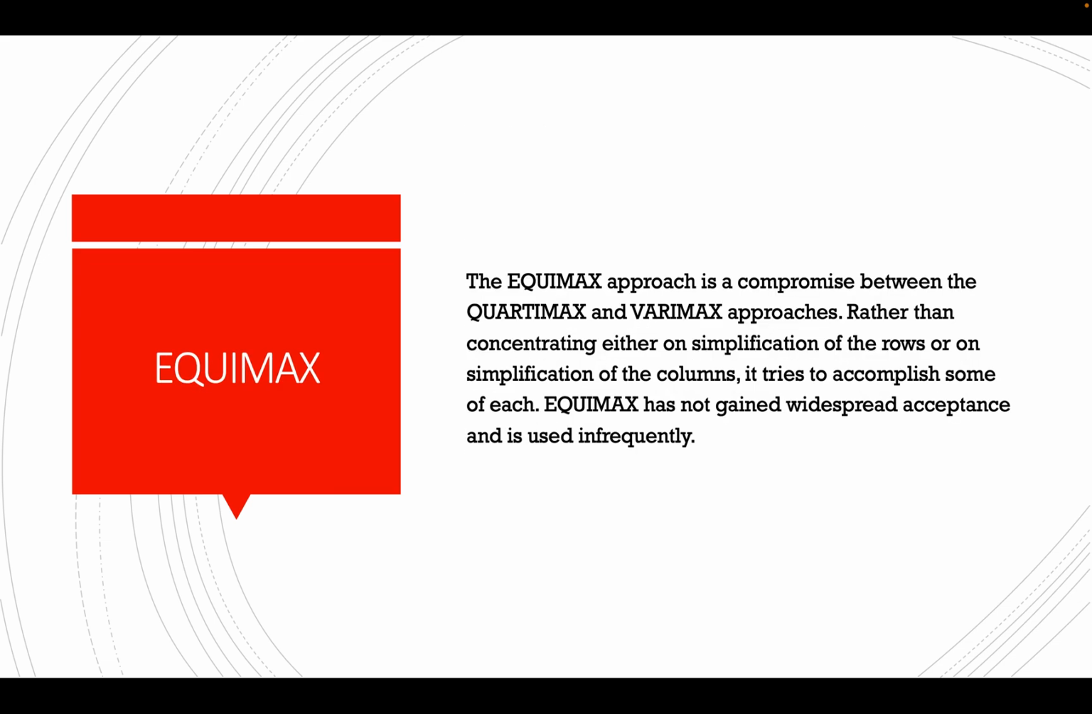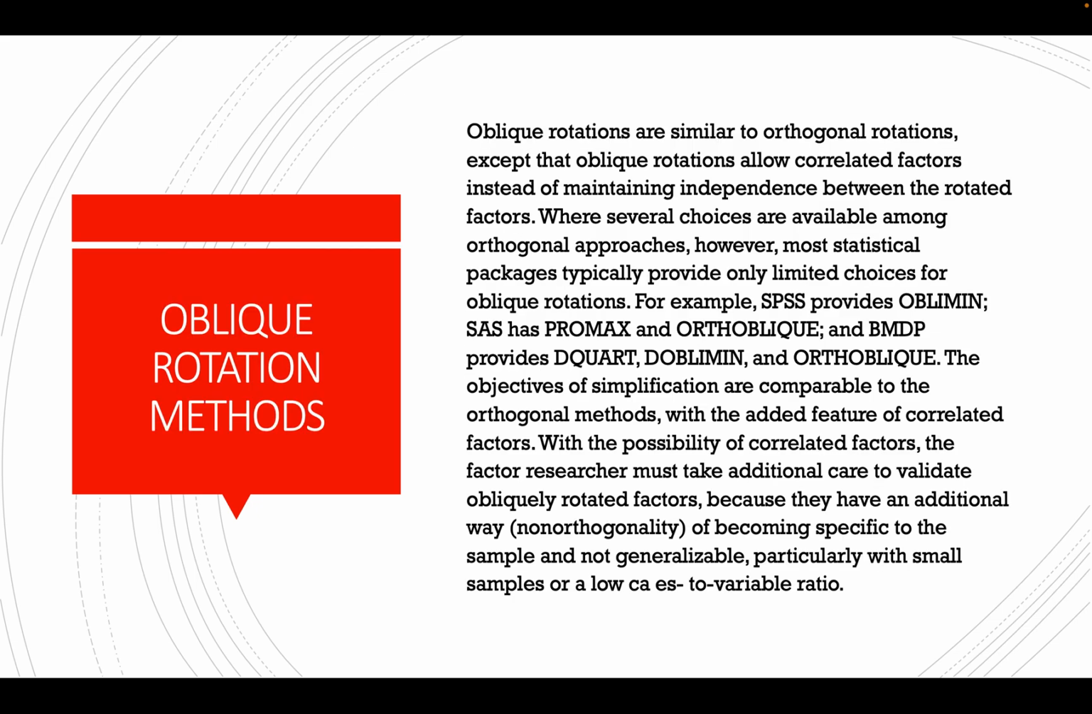Equimax. The Equimax approach is a compromise between the Quartimax and Varimax approaches. Rather than concentrating either on simplification of the rows or on simplification of the columns, it tries to accomplish some of each. Equimax has not gained widespread acceptance and is used infrequently.